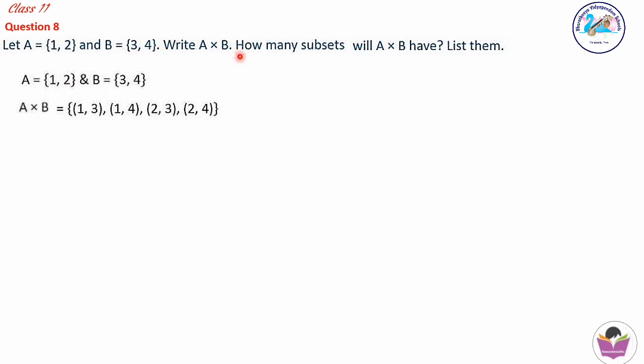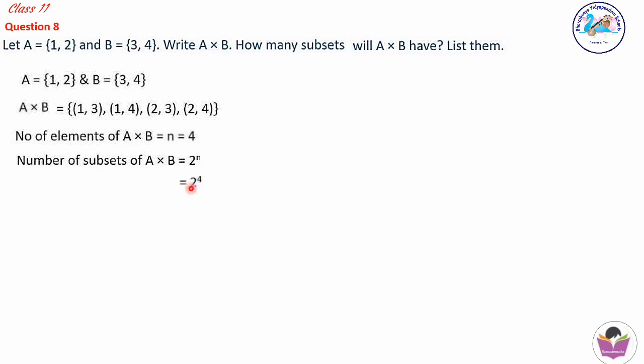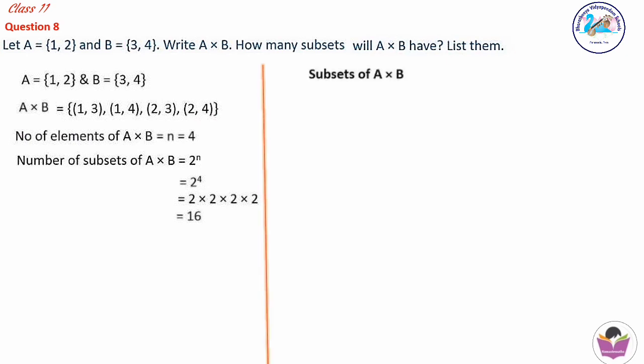Then how many subsets will A cross B have? A cross B is a set, and here 4 elements are there: (1,3), (1,4), (2,3), (2,4). So the number of elements of A cross B is 4. For the number of subsets we know the formula 2 power n, so 2 power 4, that is 2 into 2 into 2 into 2. 2 into 2 is 4, 4 into 2 is 8, 8 into 2 is 16. So there are 16 subsets we can make from this set. Now we are going to list them. Listing, we have to be very careful.